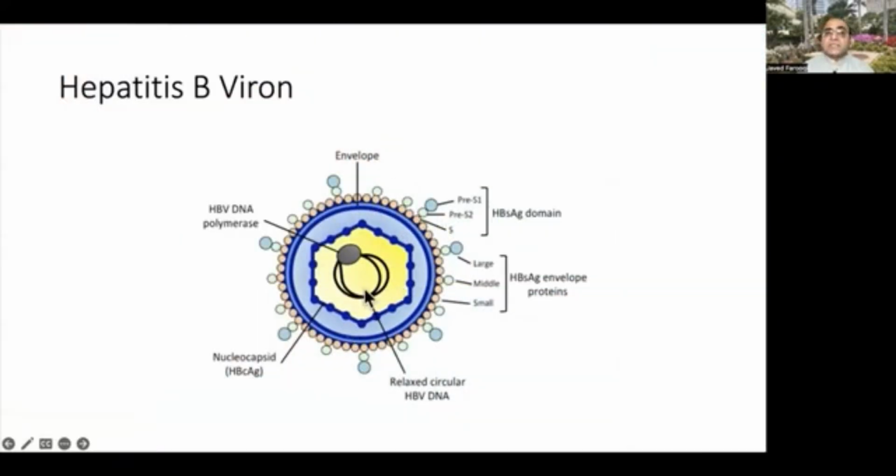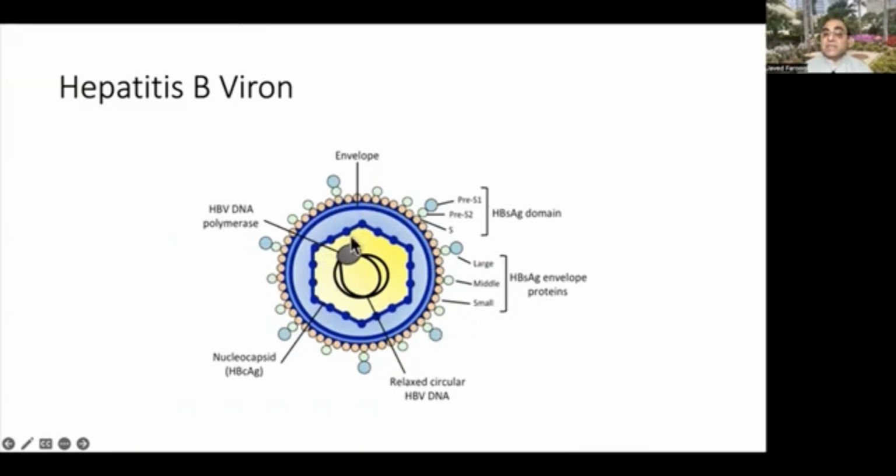We all know the hepatitis B virion has a surface, the HBs surface antigen, which has three main proteins: the small proteins, the orange ones; the middle size proteins, the orange and the green ones; and the large proteins, which are the orange, green, and blue ones. And of course, these are the HBs antigen domains: pre-S1, pre-S2, and S. And then there is the envelope, which is the E antigen.